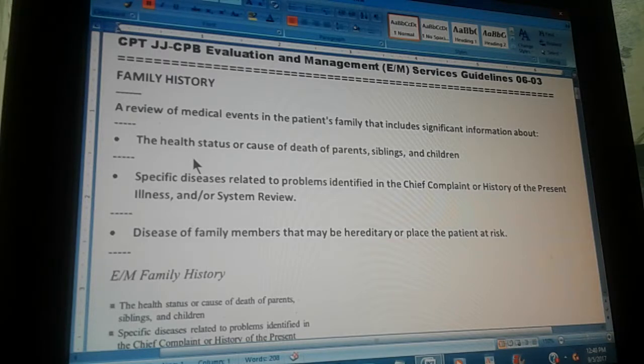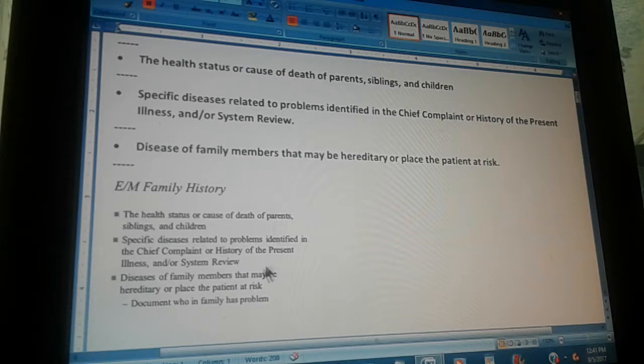What other things? Diseases of family members that may be hereditary or place the patient at risk. There are certain diseases that are hereditary, which means that the mother or the father usually passes them to the offspring, to the children. So the doctor also wants to know if there are any of those in your parents or your grandparents. And there's a little more information there for family history that you can read. And now we're going to do a problem.